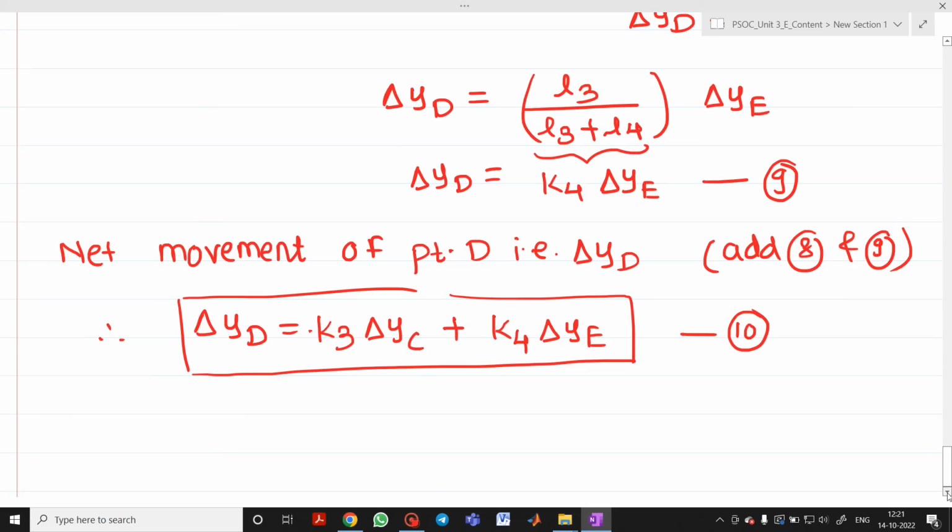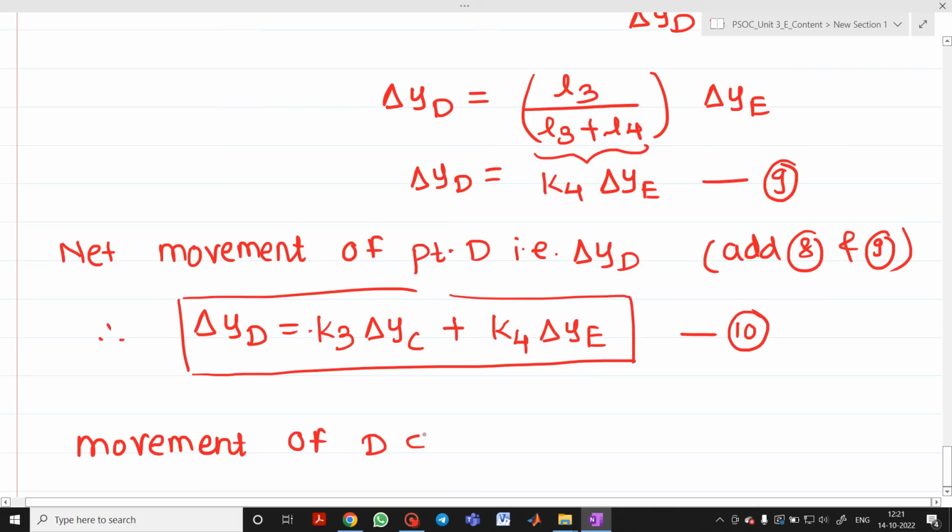And the second assumption is that, by considering assumption number 1, whatever we have seen here, the rate of oil admitted to the cylinder is proportional to what? Proportional to delta yD. So here I can say the movements of point D and point E are exactly opposite to each other. Exactly opposite. What is the meaning of that?